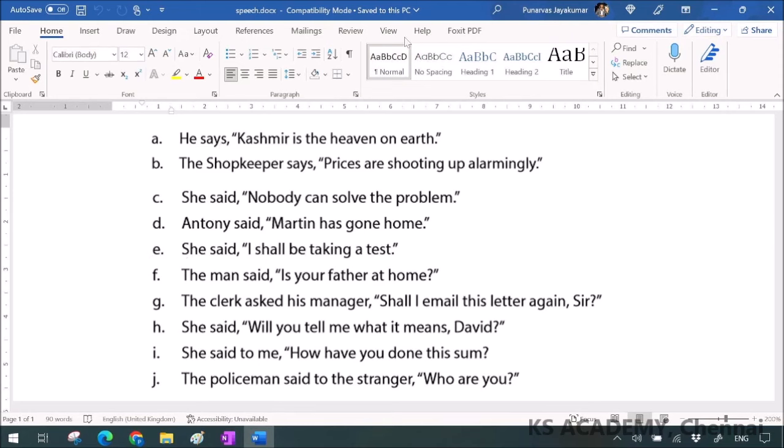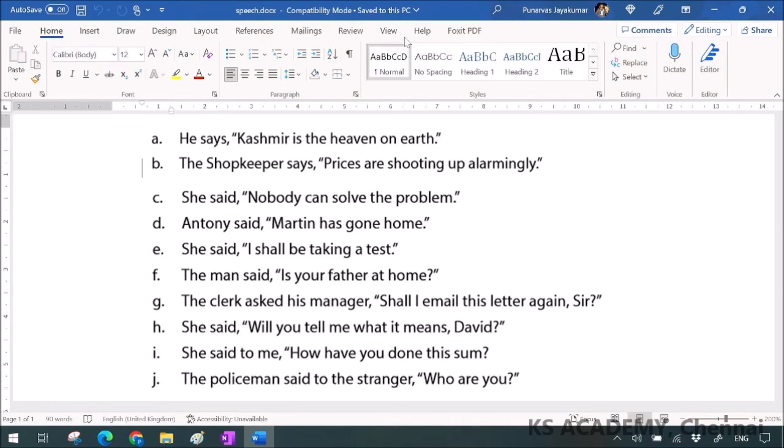If I am saying you shall come to class every day at any cost, there you should say, he said that she should come to class. But here I am just telling I shall be taking a test. Instead of telling I will be taking a test, I am just saying I shall be taking a test. So what is the answer here? Would be taking a test. Yeah, she would be. So will become would. She said that she would be taking a test.